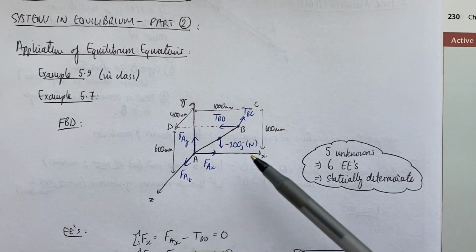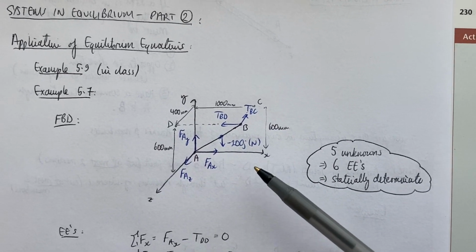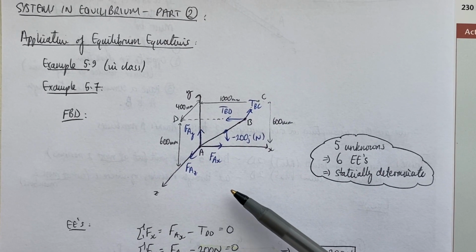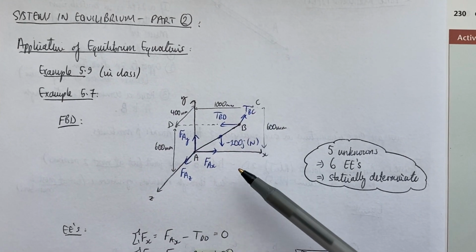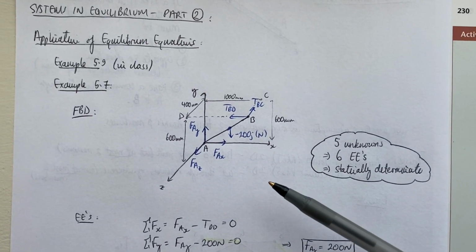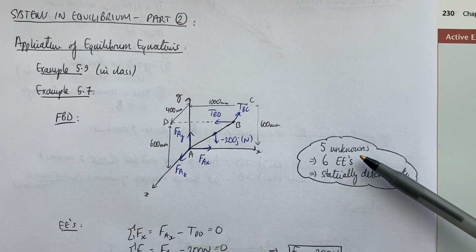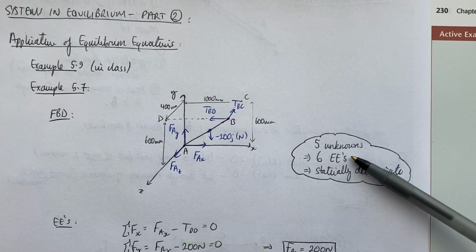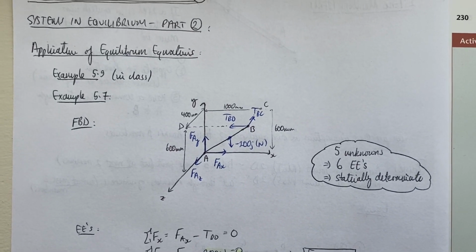So I've got a coordinate system, I've got all of my force vectors, and I've got some dimensions on there. So this is a complete free body diagram. I've got 1, 2, 3, 4, 5 unknowns. It's a 3D system, so I can apply 6 equilibrium equations, and therefore the number of unknowns is less than the number of equilibrium equations which can be applied, and therefore we can solve it because it's a statically determinate system.